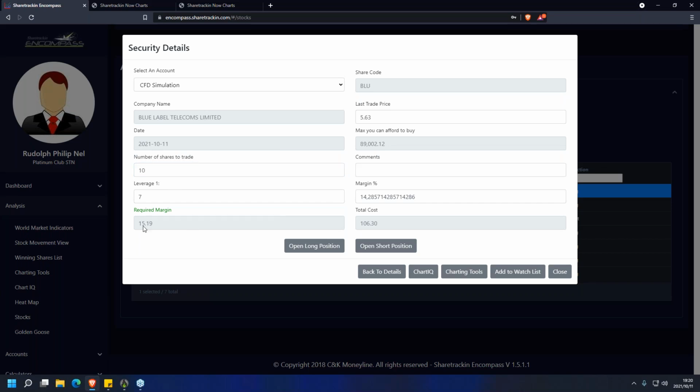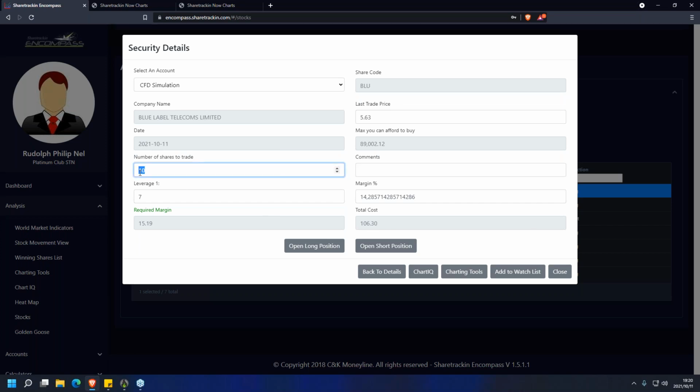So required margin 15 Rand 19. So it means that it's timesing the margin, the Rand margin by 7, and that's basically giving you 106 Rand and 30 cents. So you will only be paying 15 Rand 19 to get an exposure of 106 Rand and 30 cents.